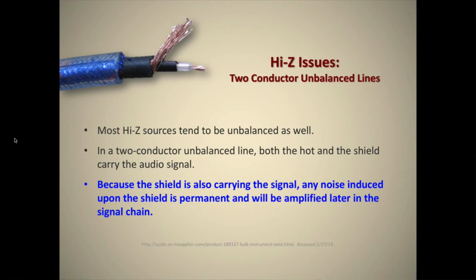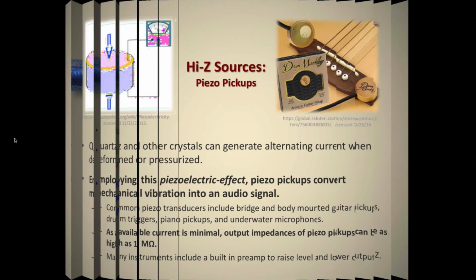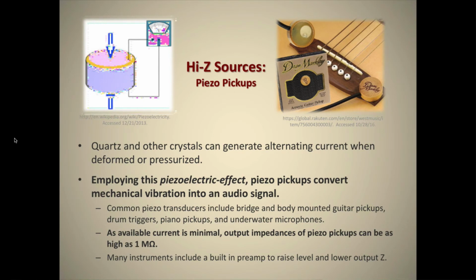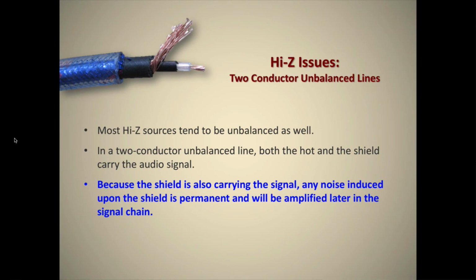So they are naturally high Z. And I guess that's what I wanted to say, they are inherently high impedance. Other issues with high Z, two conductor lines, right? I mentioned this earlier, unbalanced is no bueno, right? The noise comes into unbalanced lines, and the shield is carrying the audio signals, so any noise that gets on the shield gets amplified, and this is no good.